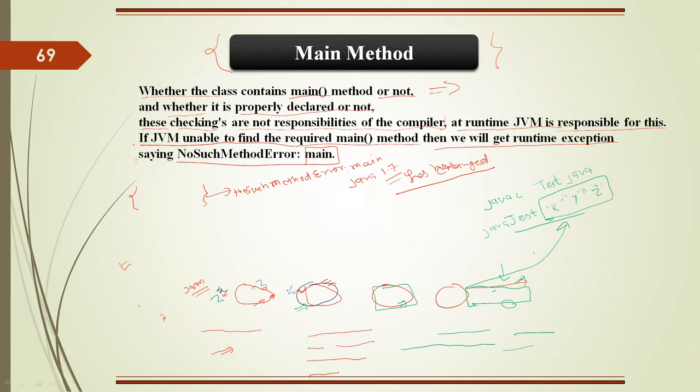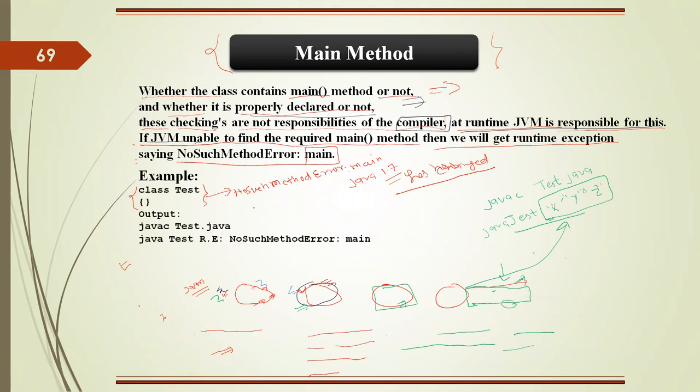Main method is important. Whether the class contains a main method or not, and whether it is properly declared or not, checking this is not the responsibility of the compiler. The compiler will not check. At runtime, the JVM is responsible to check. If the JVM is unable to find the required method, then we'll get a runtime exception called NoSuchMethodError.